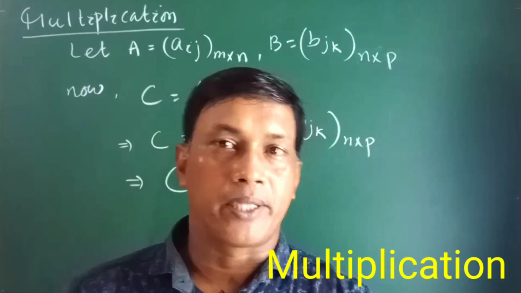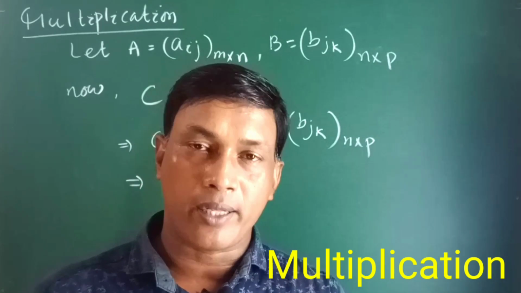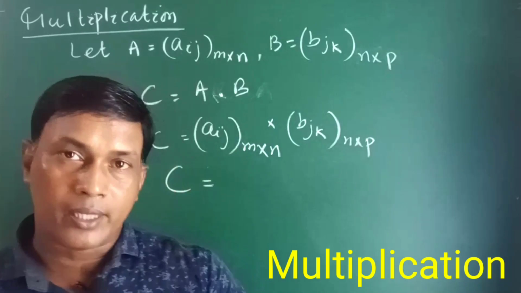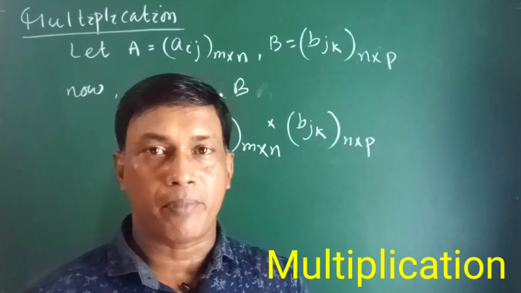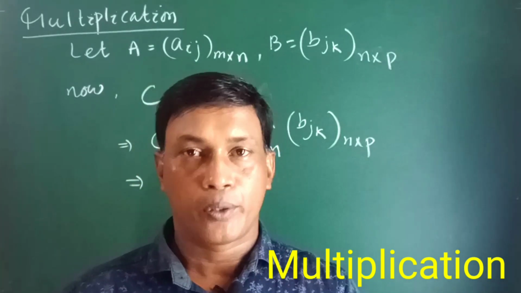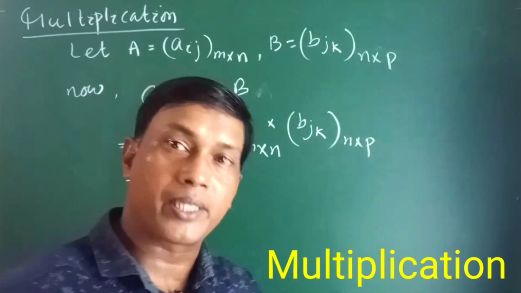Now is the multiplication of two matrices. How can we multiply two matrices? What is the condition for the product of two matrices? अब तो हम एडिशन और सब्ट्रैक्शन पढ़ चुके हैं, अब पढ़ेंगे मल्टीप्लिकेशन. टू मैट्रिक्स का मल्टीप्लिकेशन कैसे करेंगे? व्हाट इज द कंडीशन फॉर द प्रोडक्ट ऑफ टू मैट्रिसेस? टू मैट्रिसेस के लिए कंडीशन क्या है?